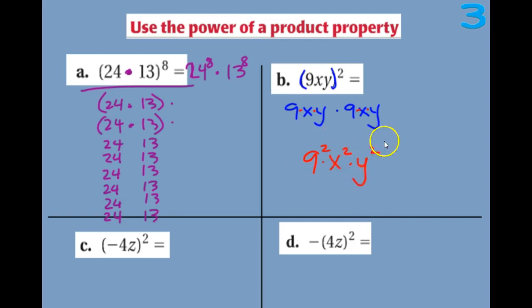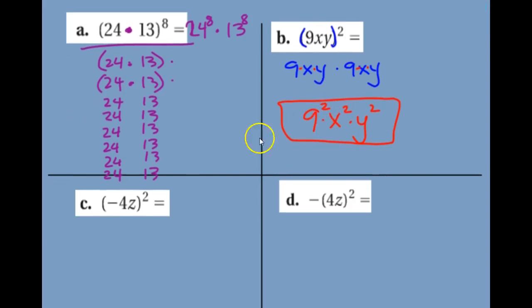So this would be our answer. However, if it's a small exponent like 2, sometimes I might actually multiply that out, like 9 times 9 is 81, and then x squared, y squared. I would accept either of these, but just so you know, if it's a small exponent, I would say 3 or less, most of the time they multiply that.